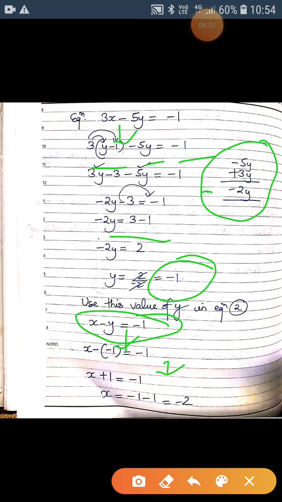As you have seen, by doing it this method, we get the values of both variables. So x equals minus 2 and y equals minus 1 is the solution of the given system of equations. You can follow the same steps to solve equations using the substitution method.